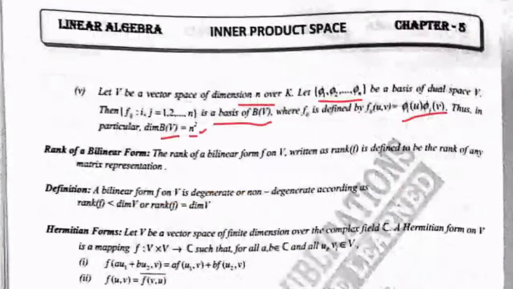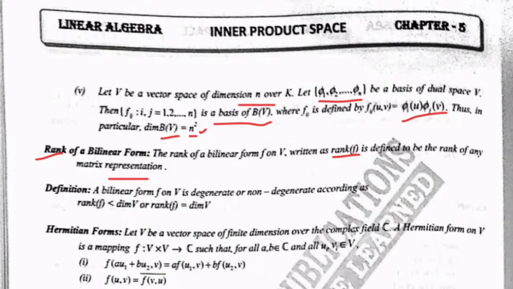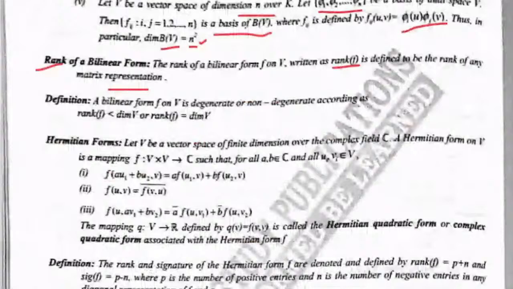Rank of a bilinear form. The rank of a bilinear form f is defined to be the rank of any matrix representation. So this is the matrix representation of f in 1. If we find the rank of this matrix, we will get the rank of the bilinear form f of u comma v defined as in 1. So the rank of a bilinear form is nothing but the rank of the corresponding matrix representation.